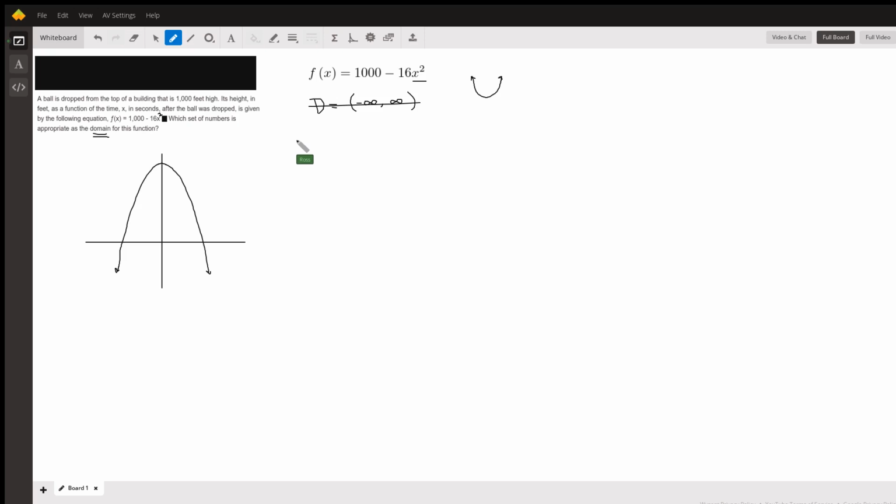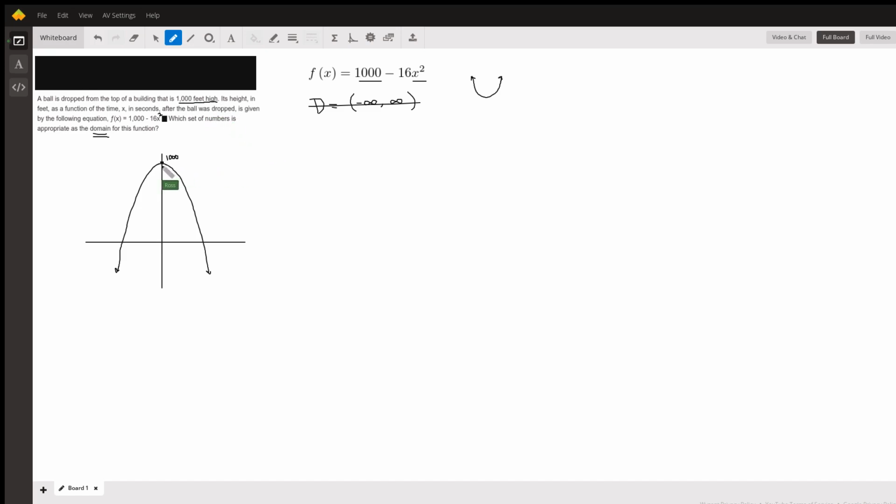But let's think about what this would mean in the context of this problem. This vertex up here, the very top, which is also the y-intercept in this problem, would be 1,000, because when we plug in 0 for x, the y you get is 1,000. What does that mean in this problem? That has a direct connection to what we're talking about. In this case, that's the height of the building. So at 0 seconds, right before you've dropped the ball, the height of the ball is 1,000 feet.